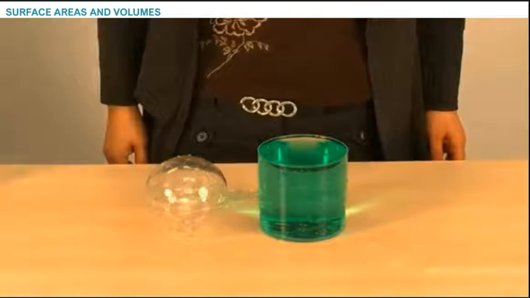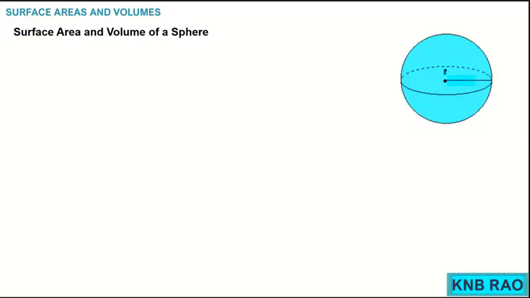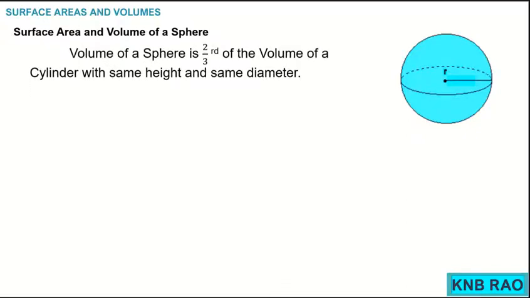Now students, you understood the surface area of a sphere as 4 pi r square, and the volume of a sphere you have seen as 4 by 3 pi r cube. But in the video you could understand that the volume of a sphere is 2/3 of the volume of a cylinder with the same height and same diameter. How will this lead to 4 by 3 pi r cube? Let us look into that.